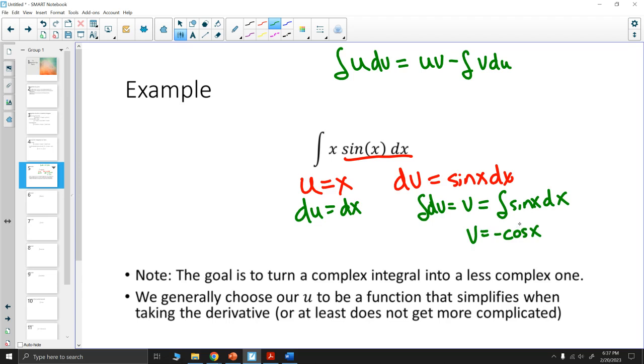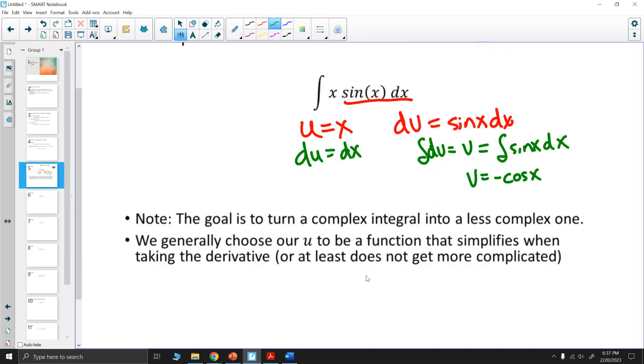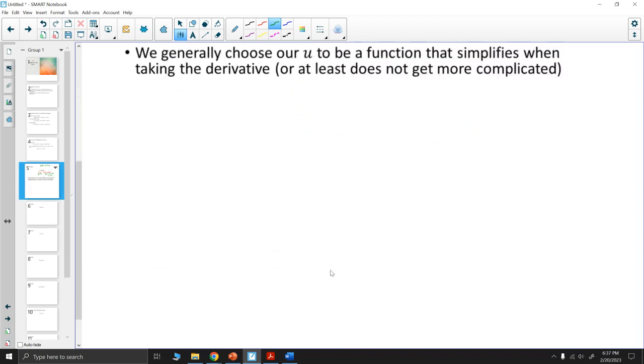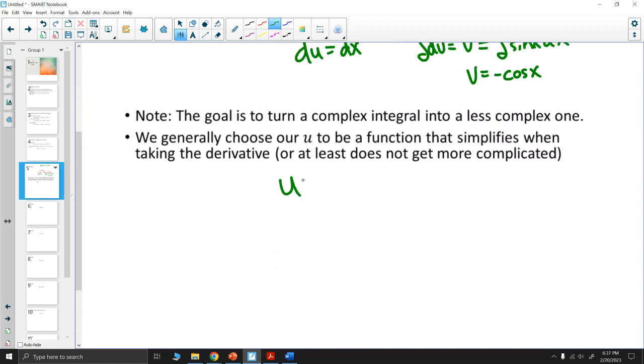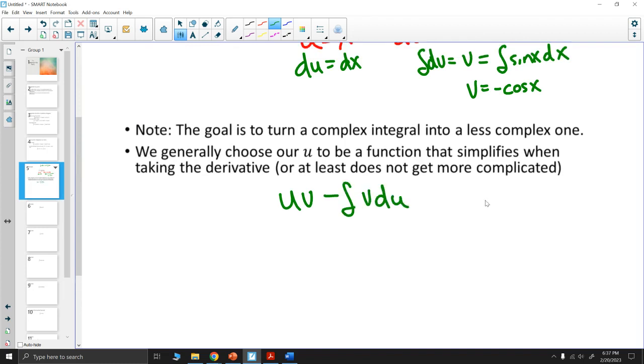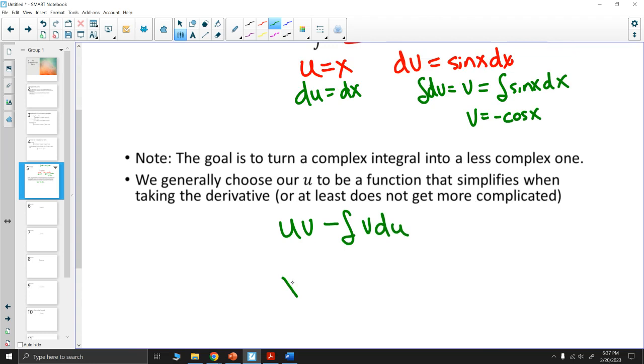Okay, so we have our u, we have our v, we have our du. We can plug it into our equation. Again, the integral is uv minus the integral of v du. So our u was x, our v is negative cosine x, minus the integral of v, our v again is negative cosine x, du, du here being dx.